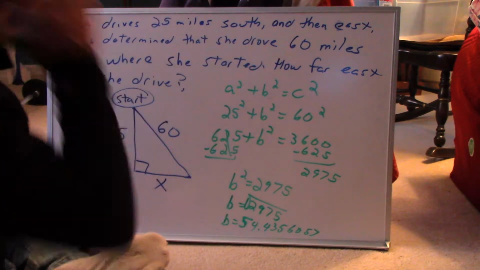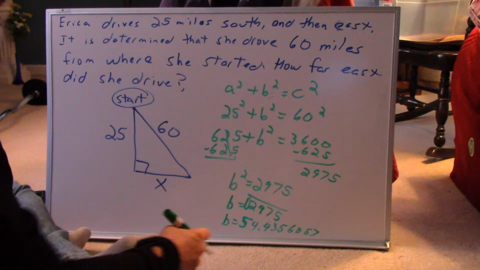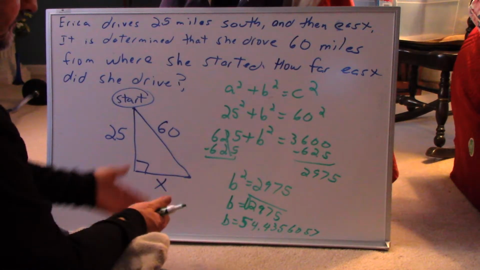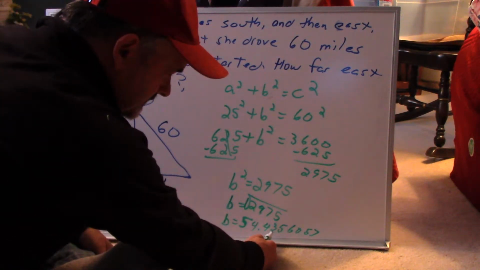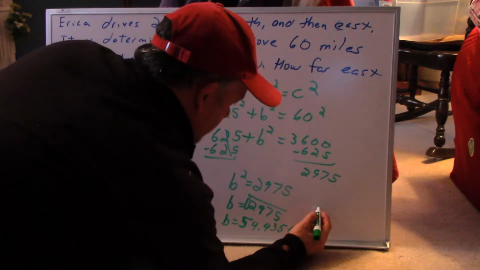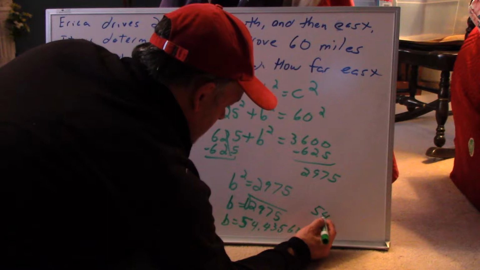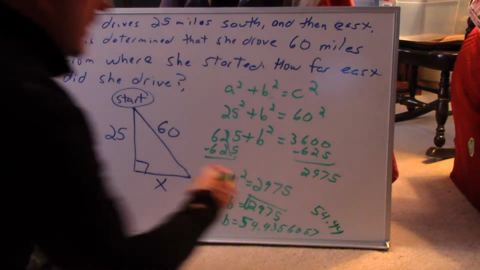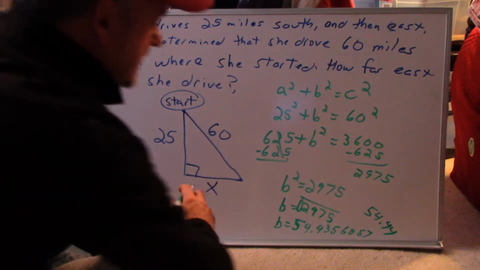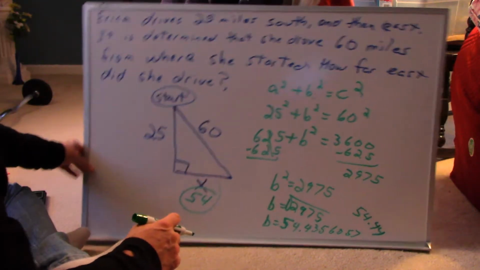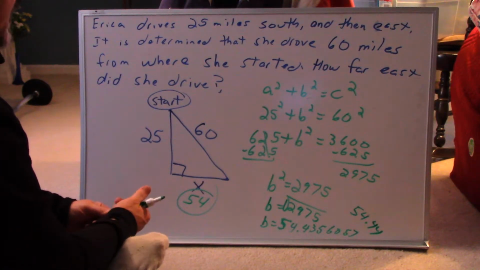Or your teacher might say round to the nearest tenth, or the nearest hundredth, or the nearest thousandth. Usually it's hundredths. Which means that would be the 3. So if I rounded that to the hundredths place, it would be 54.44. So this is approximately 54 whatever miles. She went approximately 54 miles.